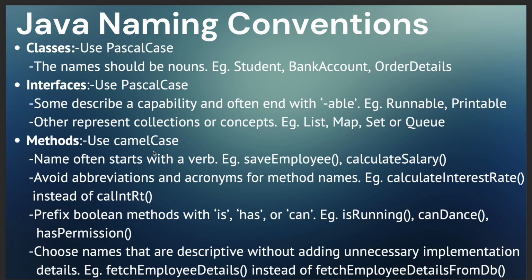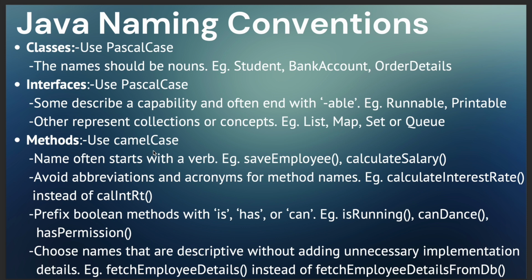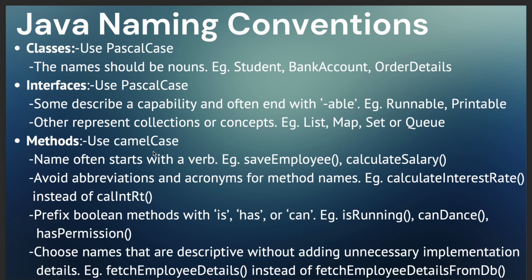Method names use camelCase. This means the first word starts with a lowercase letter and each additional word begins with an uppercase letter. Here are some common naming practices followed by Java developers for method names. A method usually performs an action, so its name often starts with a verb. Examples: saveEmployee or calculateSalary. Avoid abbreviations and acronyms for method names. Instead of calIntRt, prefer calculateInterestRate. Clear names make your code much easier to understand.